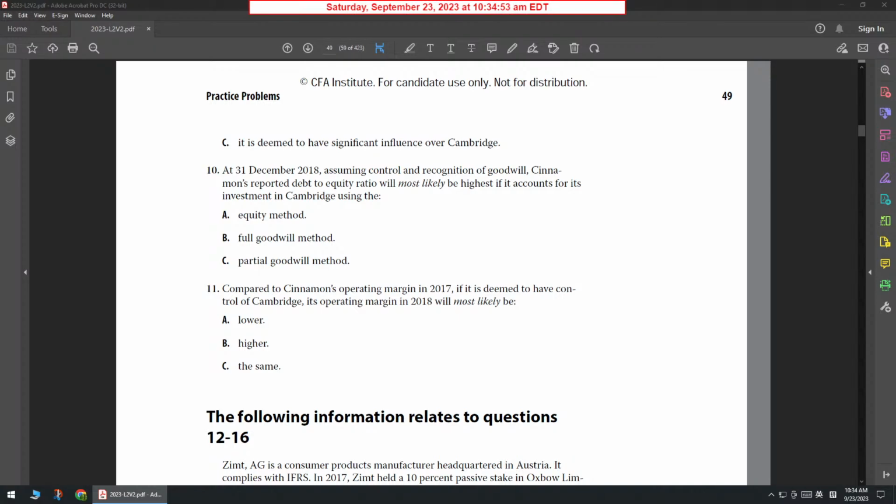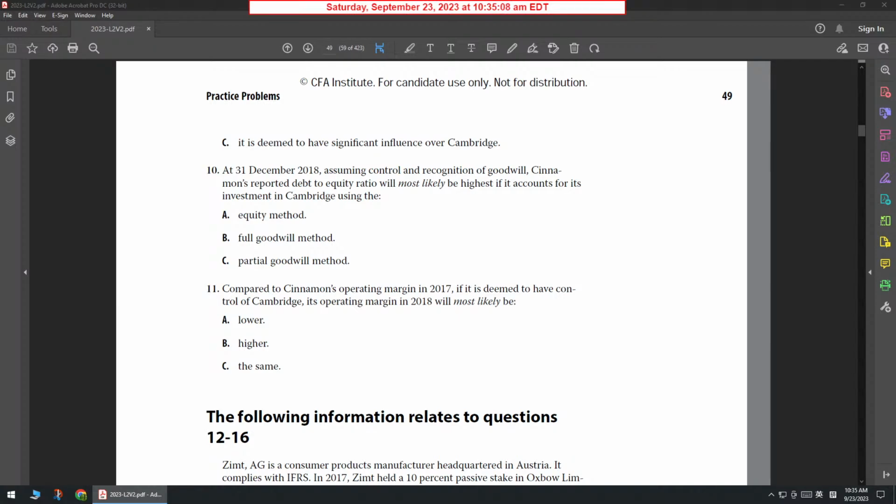Venture. We're left with nothing but the acquisition method on this one. We'll read question 2 and then we'll go up and verify that we have the right background. In 2018, Cinnamon's total shareholders' equity on its balance sheet would most likely be highest if Cinnamon is deemed to have control of Cambridge.